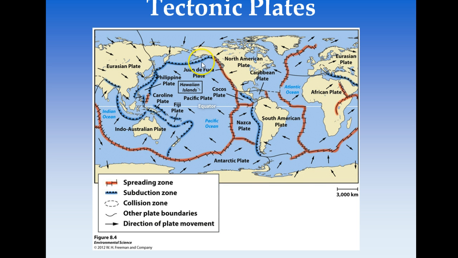Here, where the Juan de Fuca plate is running into the Antarctic plate, you have island arcs. When you have two oceans colliding with one another, you get island arcs, and that's what the Aleutian Islands are in Alaska.